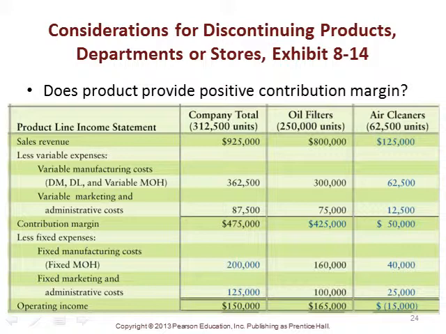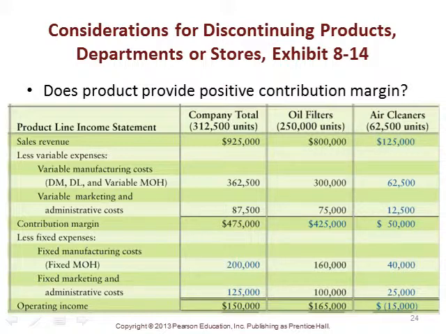So this is just an example of the considerations for discontinuing a product. And remember, there are two key guidelines. We want to focus on relevant data, and we want to use the contribution margin approach. And the first question that we have to ask is, does the product provide positive contribution margin? So that is, does it provide some sort of coverage of fixed cost, right?